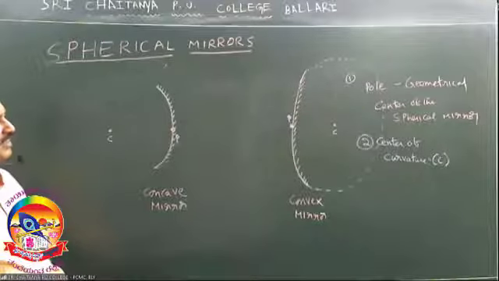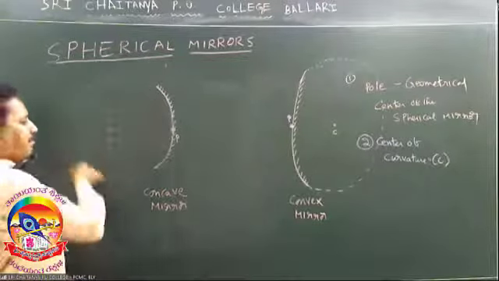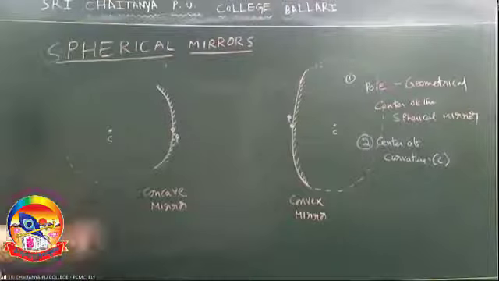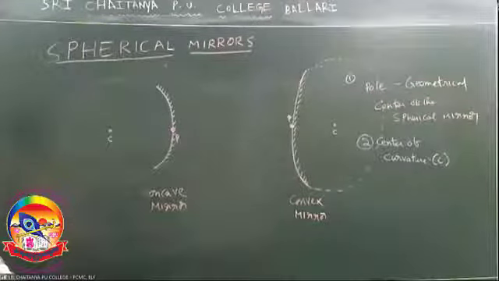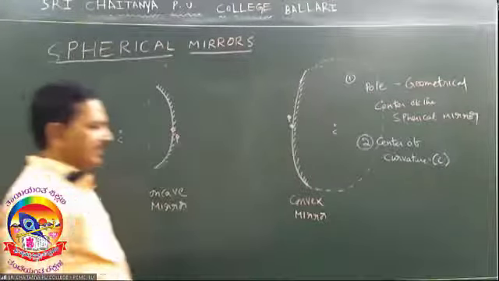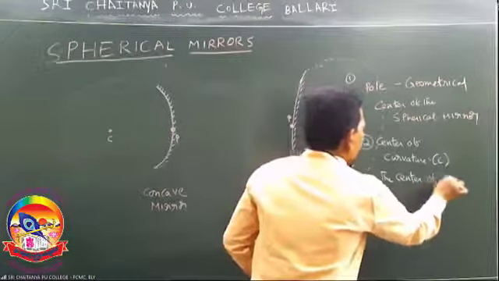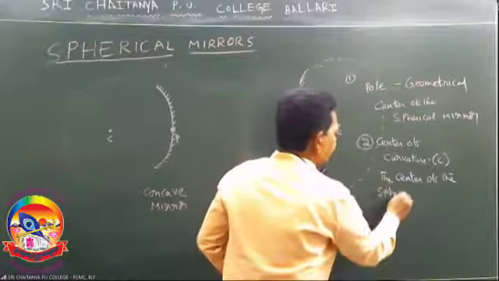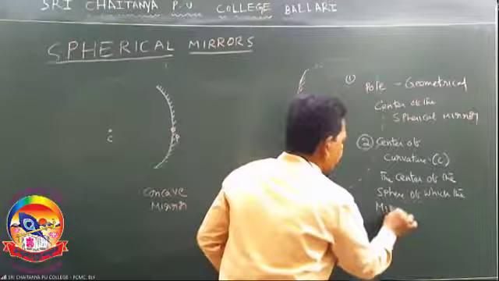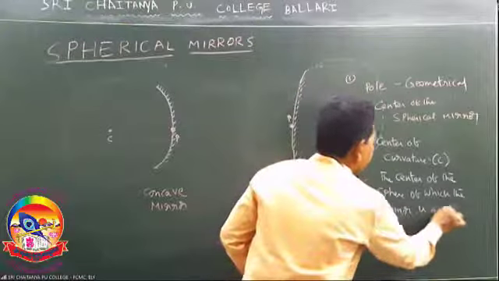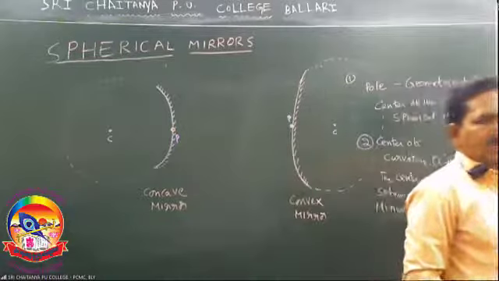How to understand the center of curvature? If we consider this spherical mirror, it is a part of a complete sphere. The center of that sphere of which the mirror is a part is called the center of curvature. The center of the sphere of which the mirror is a part is called what? It is called the center of curvature.